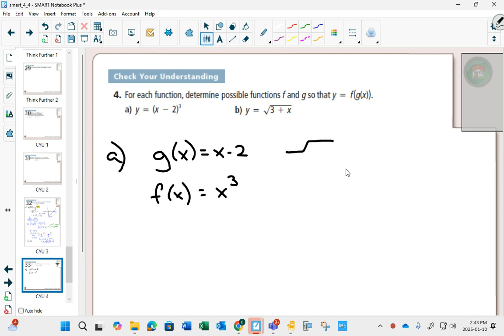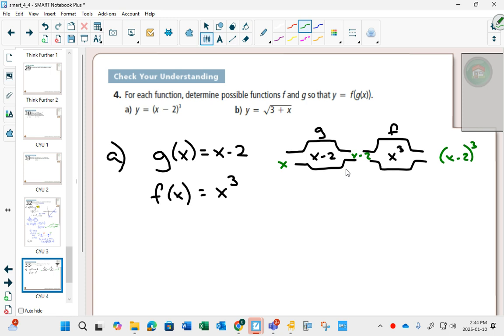Imagine it this way. Here's your first machine. First thing you're going to do is subtract 2. That's your function g. And then, whatever answer you get, you're going to cube it. Can you see if you threw in an x, out would come an x minus 2. And then that x minus 2 would get cubed. And that matches our original equation perfect.